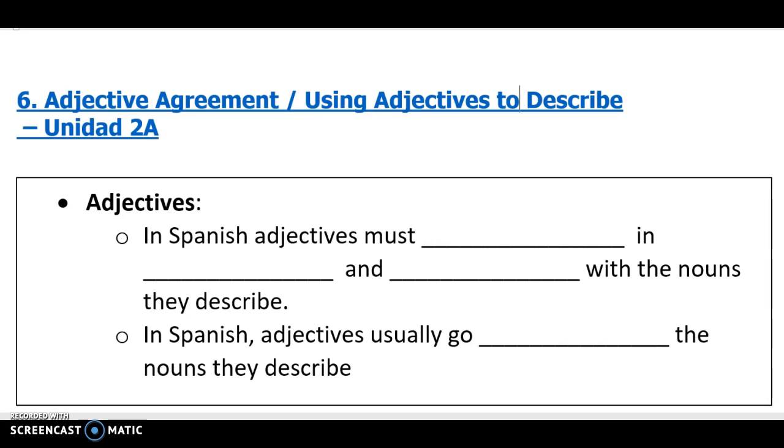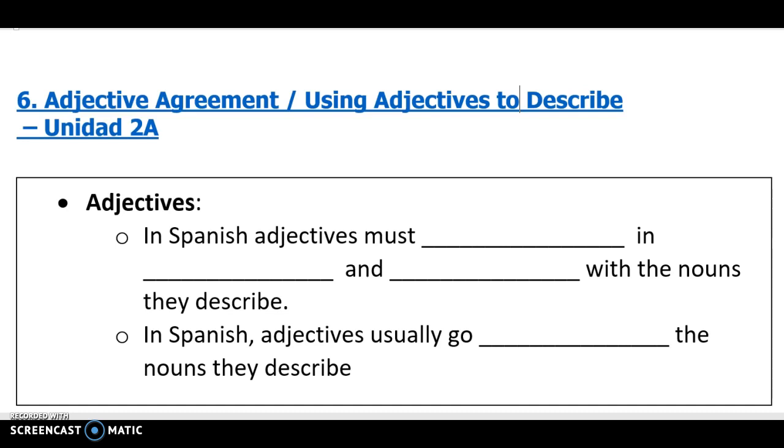Now we all know adjectives are used to describe. That's their job. They have to describe things. However, in Spanish they work a little differently than they do in English. In English we just describe something. We're like, the couch is blue, or my grades are good, or the party was really fun. We just use that word to describe it. However, in Spanish, it's a little bit more complex than that.